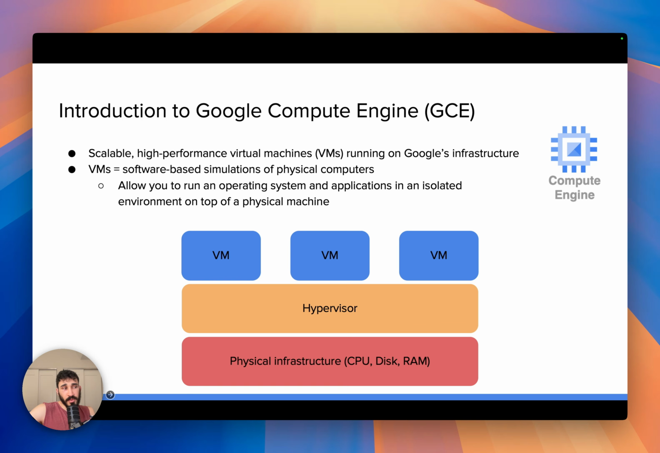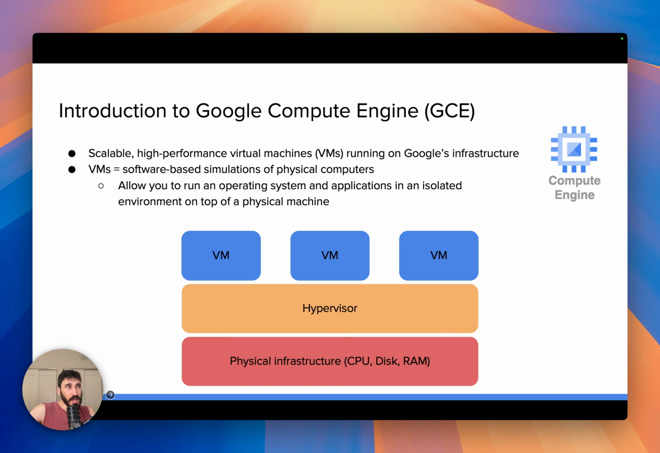All right, now let's get into a little bit more detail on Compute Engine. Compute Engine and Kubernetes Engine are probably the most tested on the exam, actually. So we're going to be spending a handful of slides on each in this cram session. Compute Engine is a scalable, high-performance virtual machine service running on GCP's infrastructure. Virtual machines are basically software-based simulations of physical computers, and they allow you to run an operating system and applications, if you so choose, in an isolated environment on top of a physical machine.